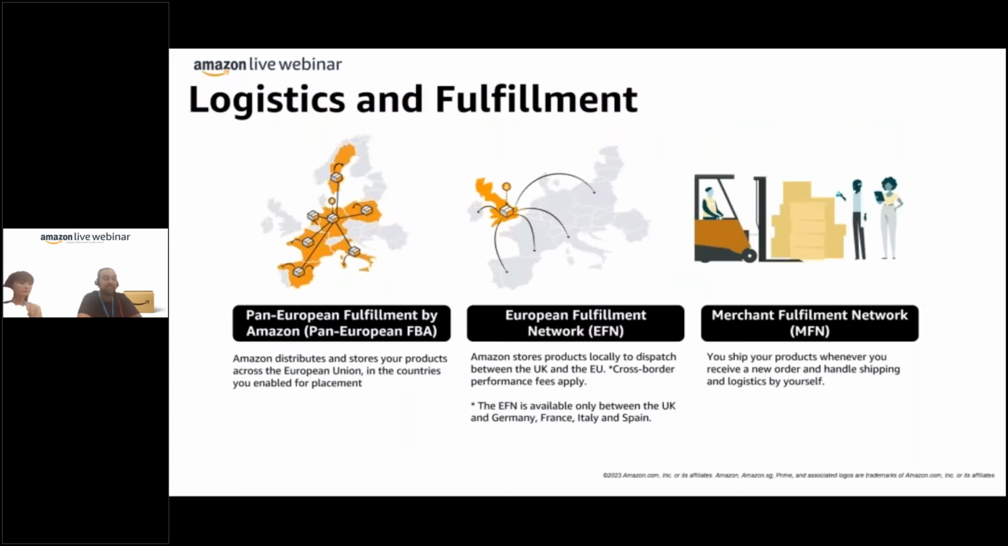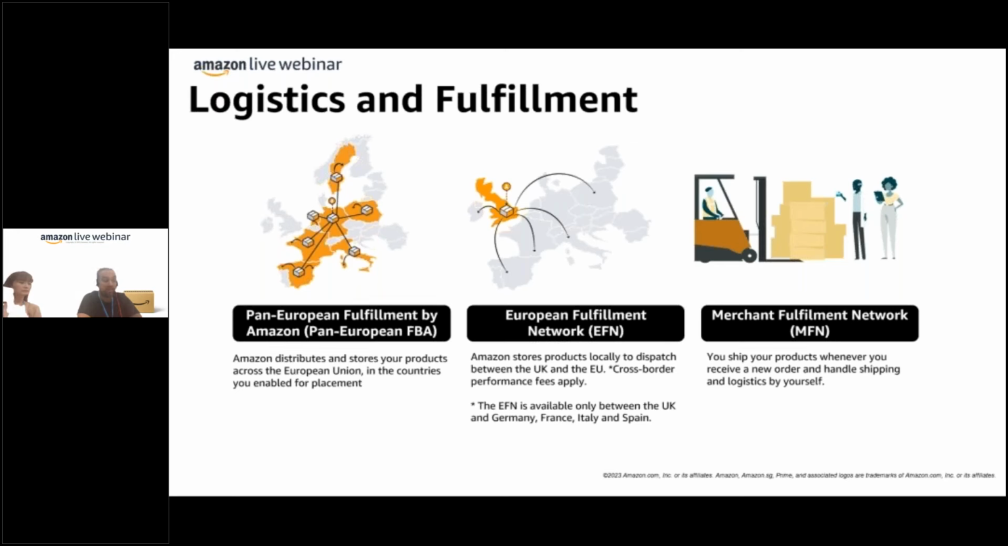Now, let's explore the various logistics and fulfillment solutions that you can undertake. We have 3 options available: Pan-European FBA, European Fulfillment Network, and thirdly, Merchant Fulfillment Network, otherwise known as MFN. The most popular option is Pan-European FBA.